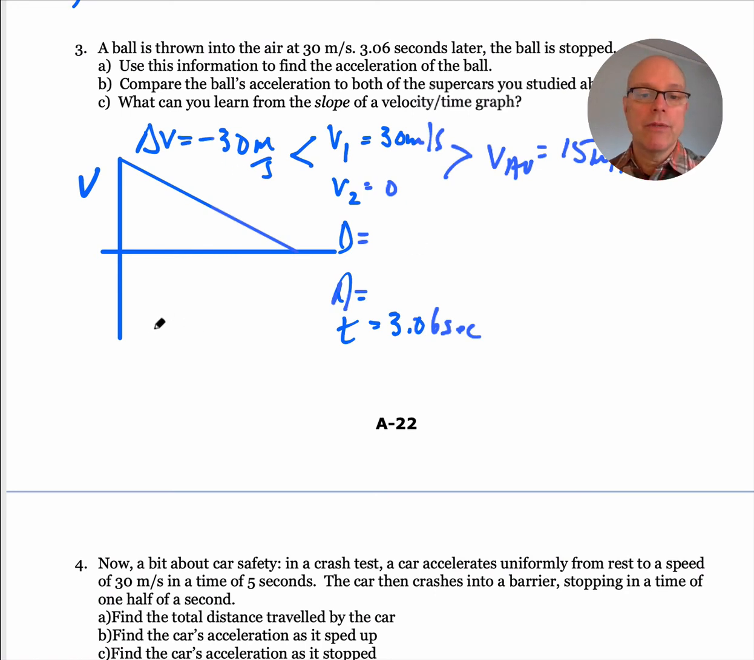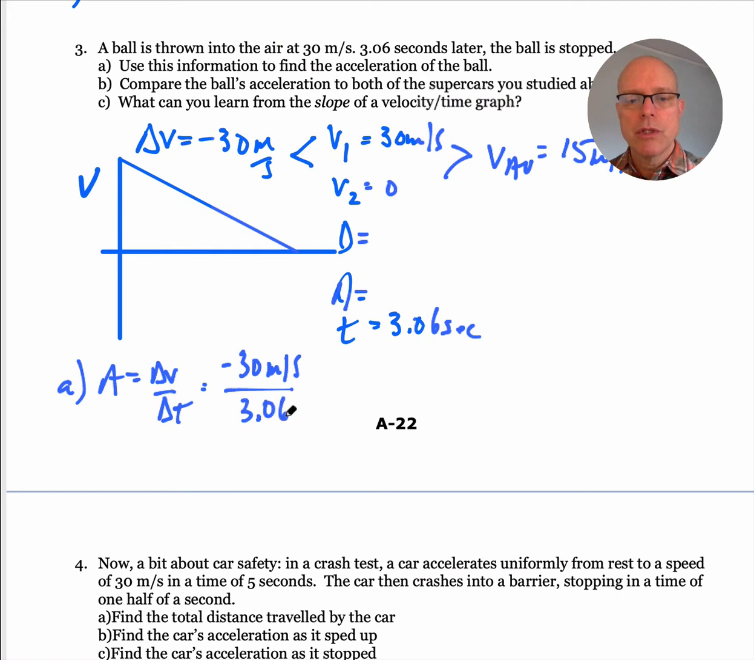Okay, and that's going to make a difference to me when I come down here and figure out the acceleration. So we're going to get A. Yeah, A is to find the acceleration. So A is change in V over change in T. So I've written out my formula. And we're just going to plug in. Delta V was minus 30 meters per second. Whole thing took 3.06 seconds. Go ahead and put that stuff in, and you get negative 9.8 meters per second squared, and that's a fun fact.